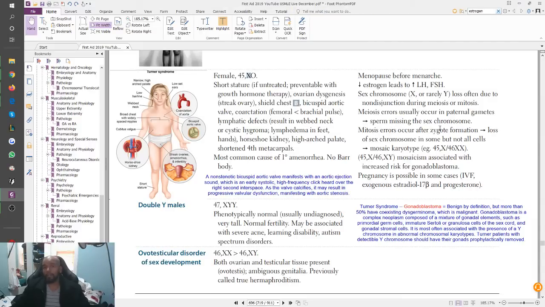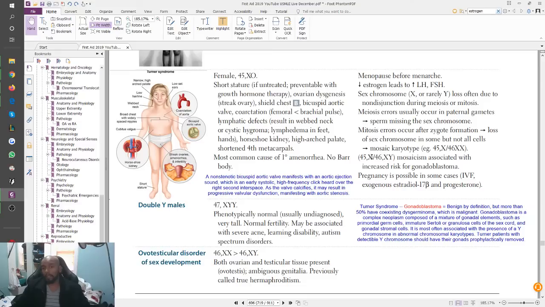Mitosis errors occur after zygote formation. Loss of a sex chromosome in some cells, but not all cells, will lead to a mosaic karyotype, right? And that means that some of the cells are going to be 45XO, whereas others might be 46XX. If something is wrong with the Y instead, that's actually more problematic, and this gives you space for a question right here. This is something that you can get a weird question on, right?